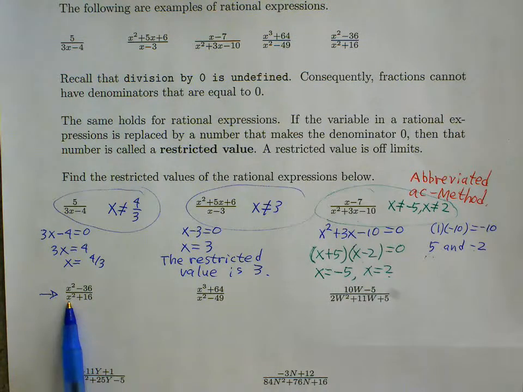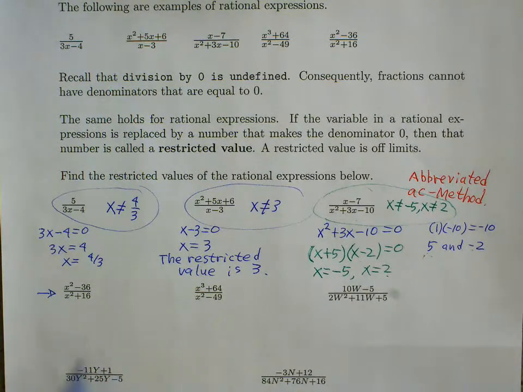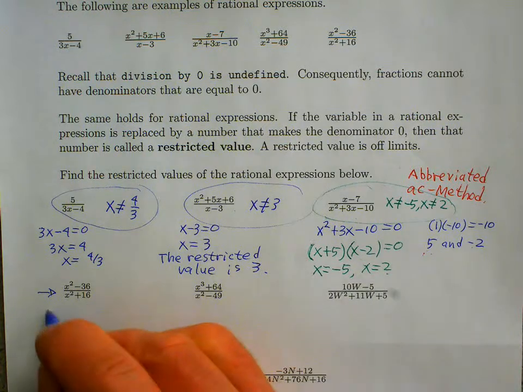Remember a sum of squares, like x squared plus 16? We learned a couple of days ago that we cannot factor x squared plus 16 using real numbers. And so if x has to be a real number, then x squared plus 16 is never 0. So this rational expression has no restrictions. No restrictions.